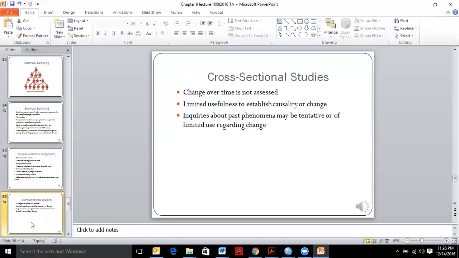So in cross-sectional studies, we don't assess change over time, and they have limited usefulness to establish causality or change. And inquiries about past phenomena may be tentative or of limited use regarding change.